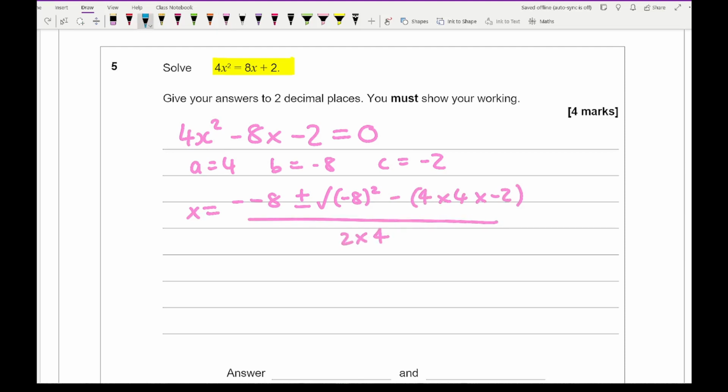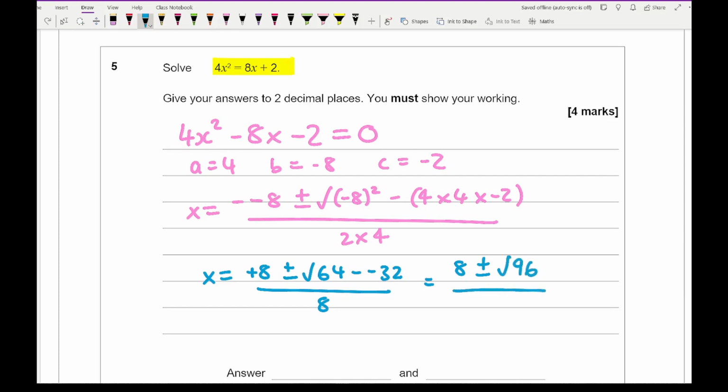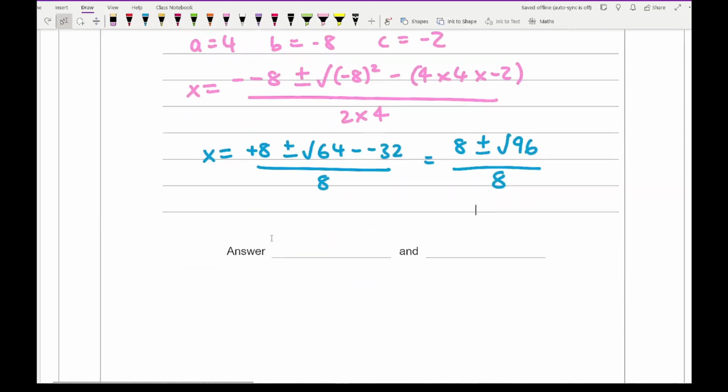So then simplifying this, I get x equals positive 8 plus minus the square root of 64 minus 4 times 4, which is 16, times minus 2, which is minus 32, all divided by 8. So then that becomes 8 plus minus the square root of 64 plus 32, which is 96, divided by 8. And then if I type that into my calculator to 2 decimal places, I get an answer of 2.22 and minus 0.22. And again, you can write those numbers in any order.